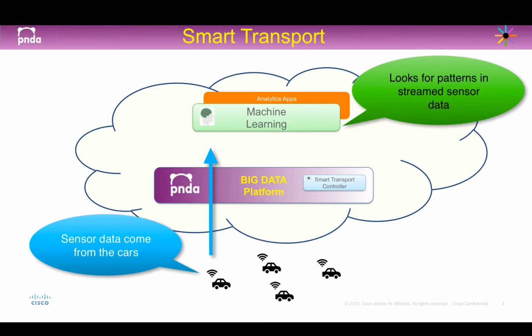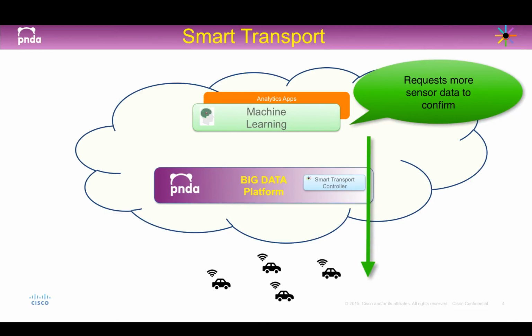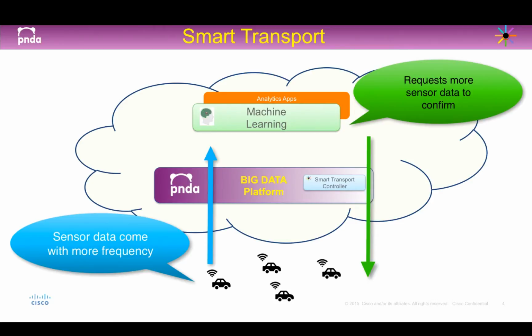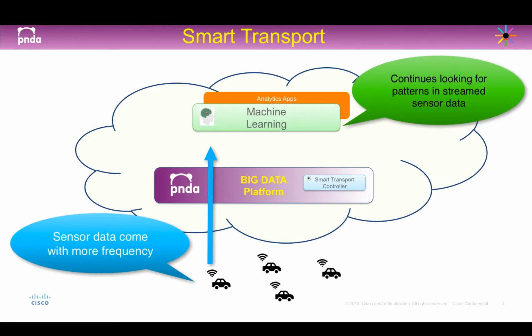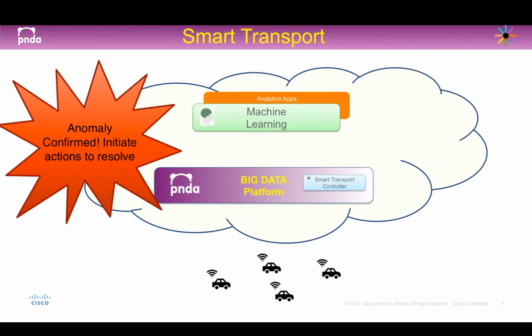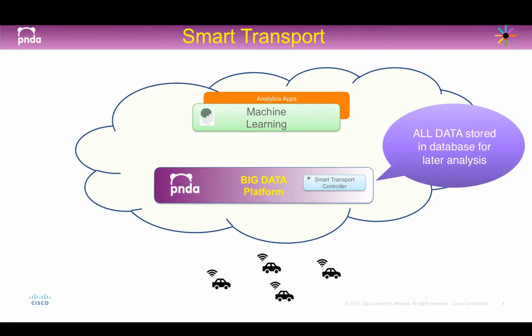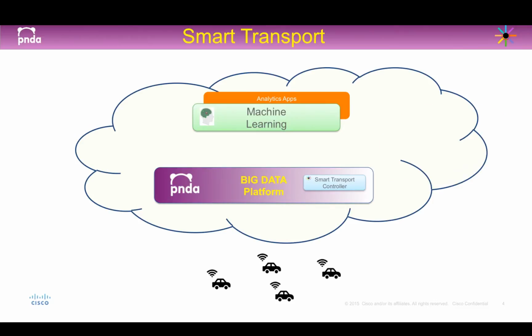We have car sensor data sent into the cloud, received by Panda, and streamed up to the machine learning application, which scans it and looks for possible anomalies. It thinks there's something there, and then asks the network to send up a little bit more information. It continues to look it over and confirms that indeed there is an anomaly. Of course, all of this data is stored in a database for later analysis.